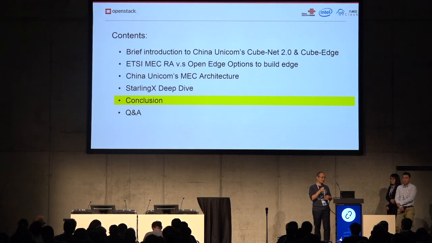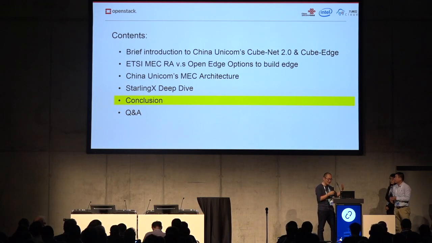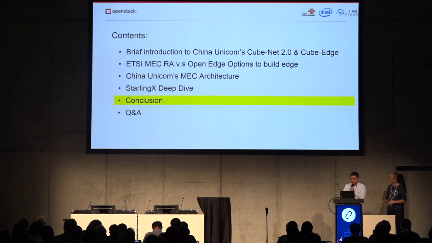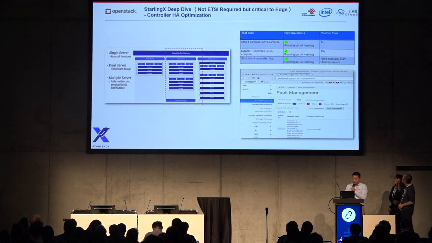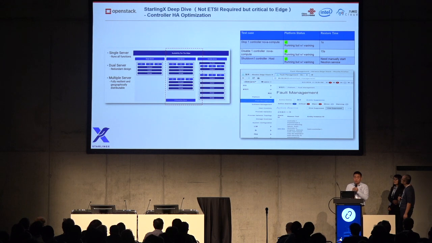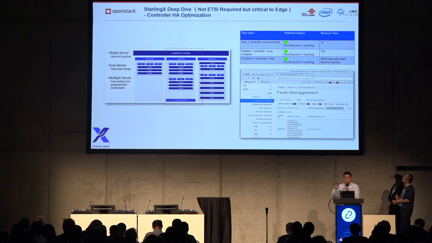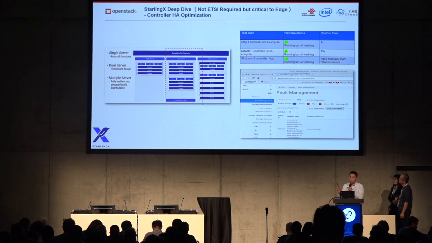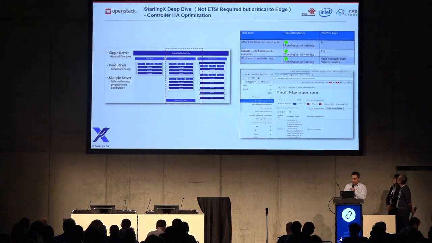And the next part is the conclusion. I would like to invite Li Kai to give the conclusion again. Thank you. Let me add one comment to the slides shown on this page. The dual node model is actually very important to edge. In most of our cloud deployments, three nodes are normally required to avoid a split brain in the database. But StarlingX provides a two node model, especially for edge sites with very limited space.